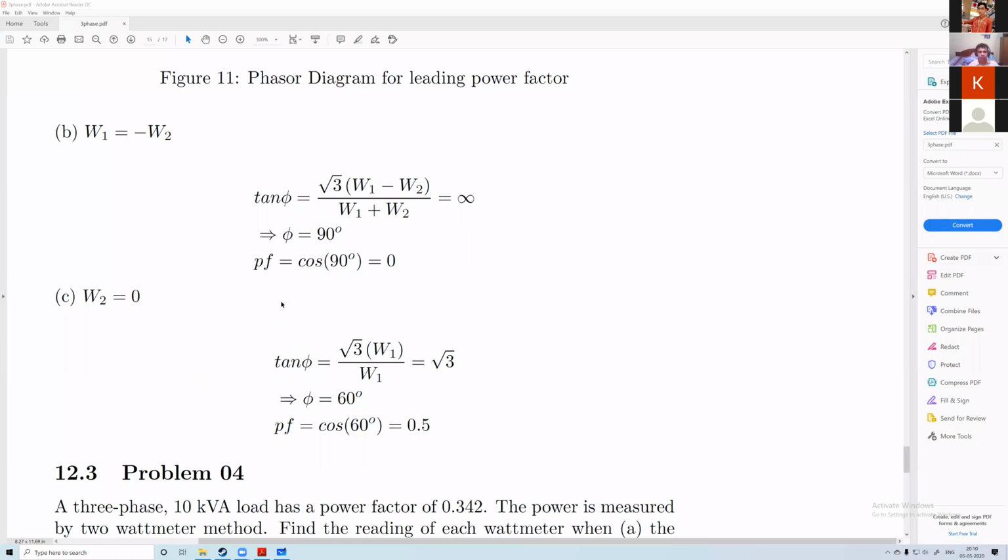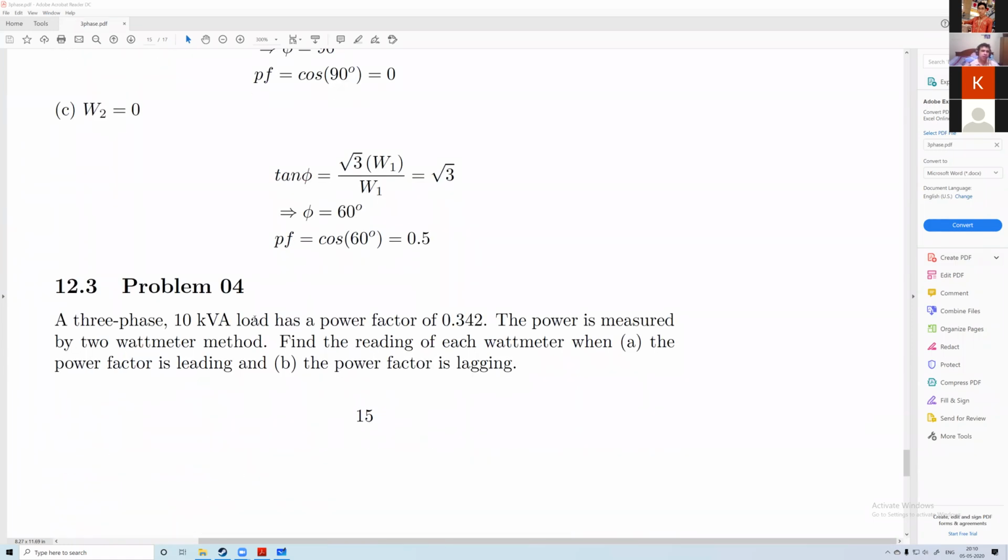So the last problem. A 3-phase 10 kVA load has a power factor of 0.342. The power is measured by the 2 wattmeter method. Find the reading of each wattmeter when A, the power factor is leading, and B, the power factor is lagging. So what is the reading of each wattmeter?